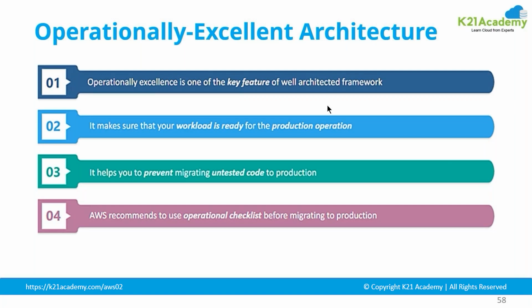You should always understand the business objective. Why is the customer coming to you? What is his main business objective? And accordingly design your solution. Okay, that is what you should always keep in mind. So operational excellence is one of the key features of the well architected framework, because it makes sure that your workload is ready for production as per the business objective. You should always keep a check and create a methodology so that no untested code is moved to production.